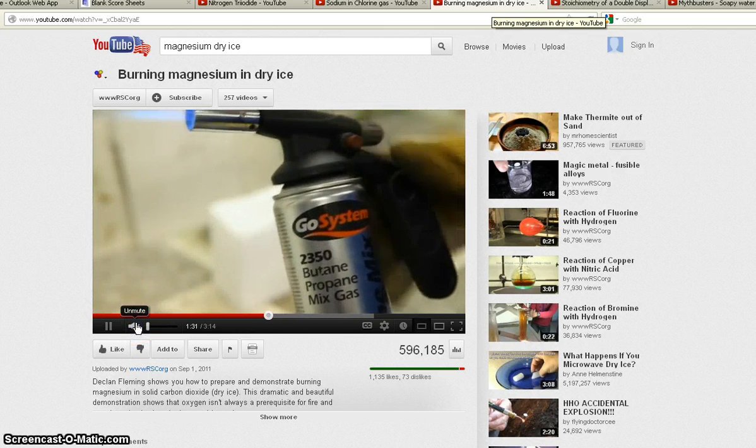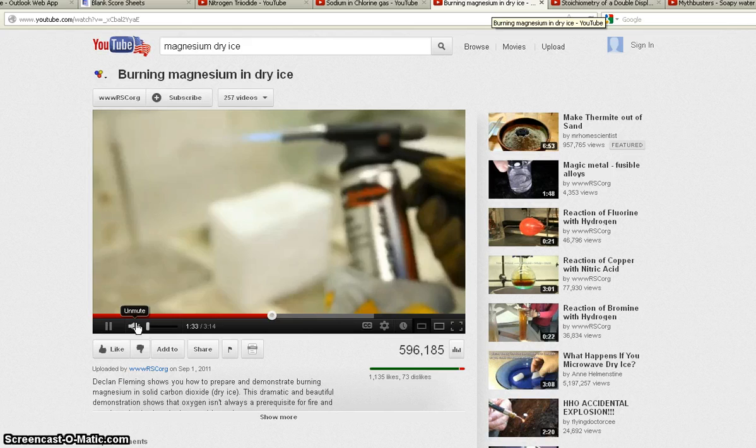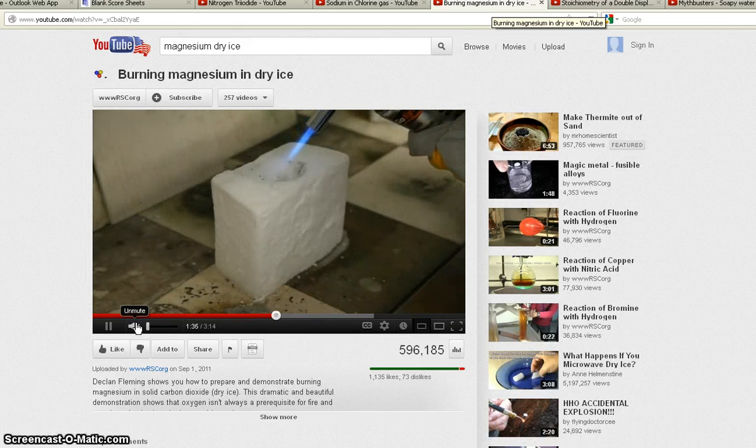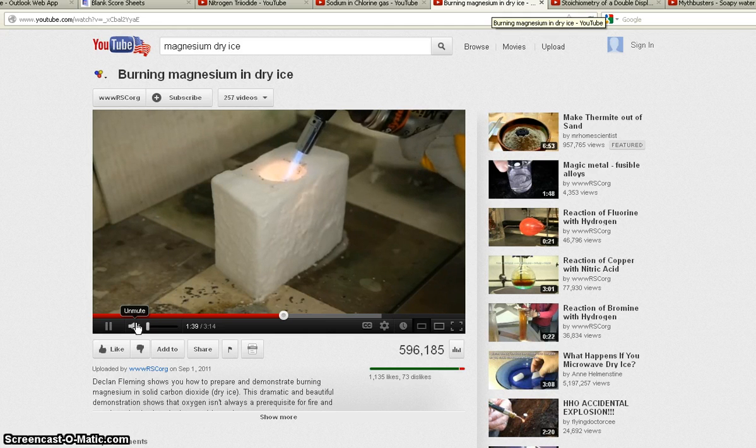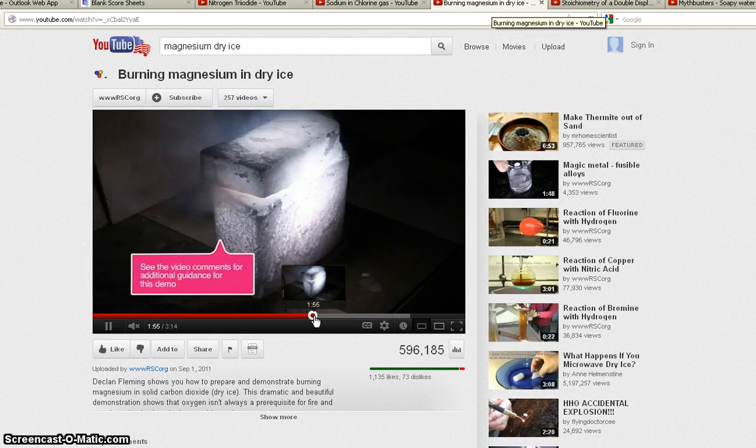Just going to mute that. He's going to light it. The white solid is the dry ice, solid carbon dioxide, and he's going to light that on fire, and it glows. It burns very intensely, so you can see it burning inside there.